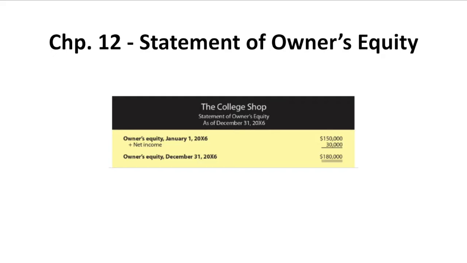Statement of owner's equity. For a sole proprietorship or partnership, this is generally capital, and it's the beginning capital plus the net income minus the amount that the owner withdrew to get to the ending capital. For a corporation, it's generally retained earnings. It's the beginning retained earnings going up by the net income and going down by dividends we paid to get to the ending retained earnings.